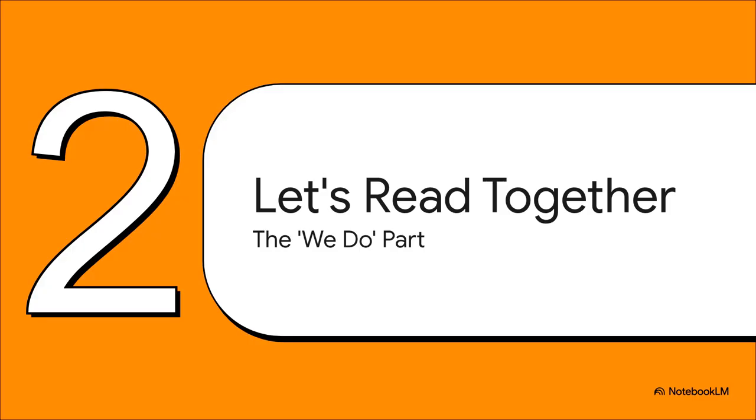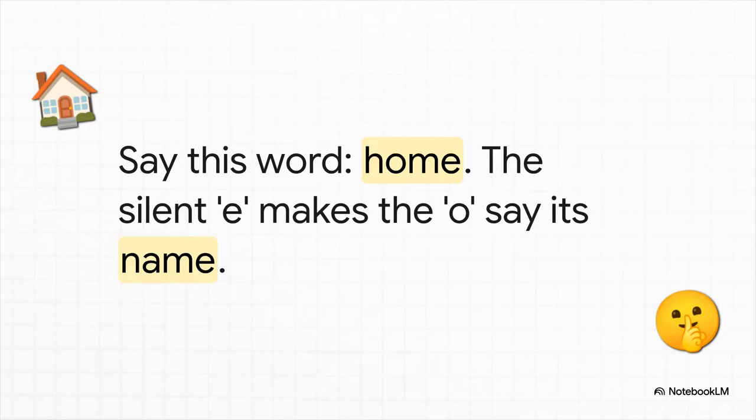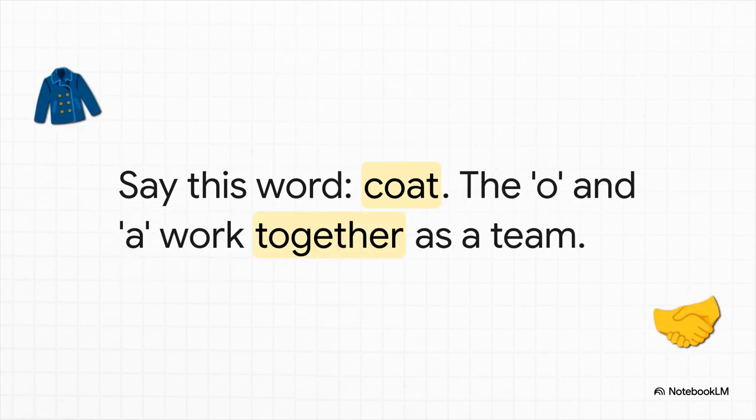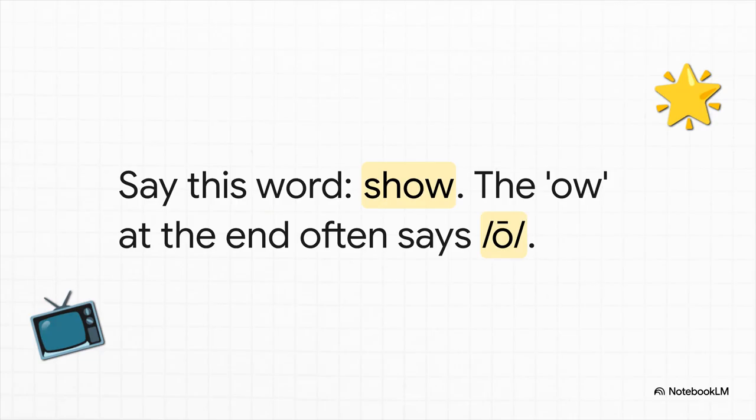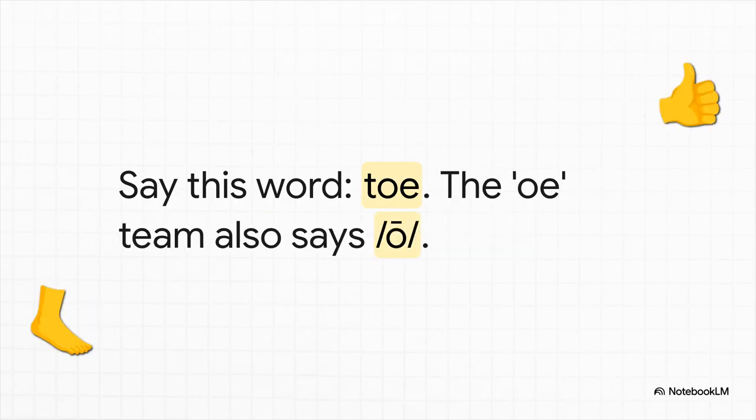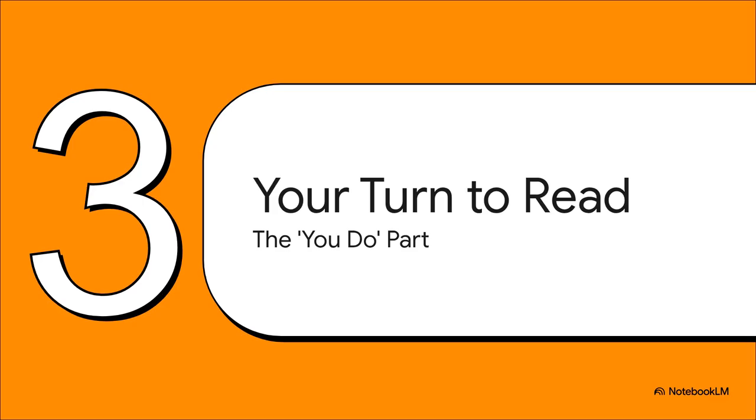You've been an awesome listener, so now it's time for us to do it together. This is the we do part. It's simple. I'll say a word, and then you say it right back. Let's give it a shot. You ready? First one is home. Now you. Okay, next up, coat. Your turn. How about this one? Show. You say it. All right, here's a new one. See that O-E at the end? This word is toe. Let's say it together. Toe. Wow, you are doing so well.